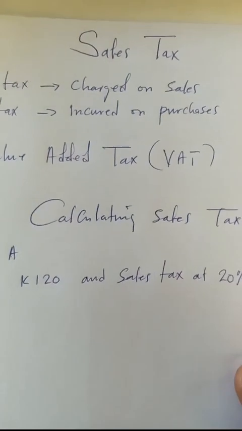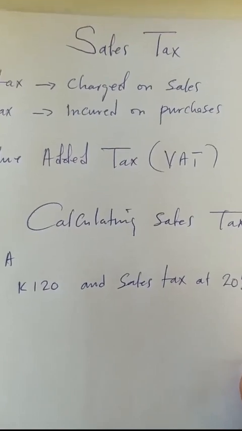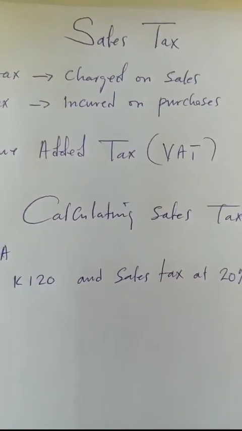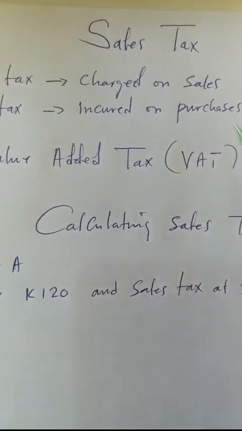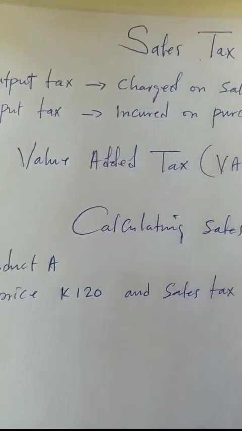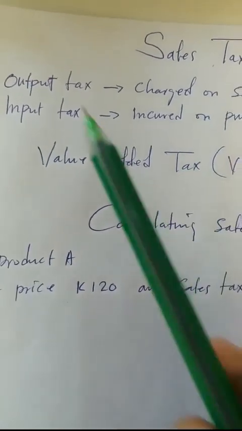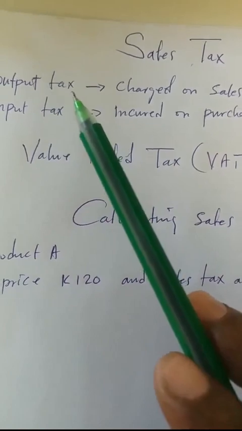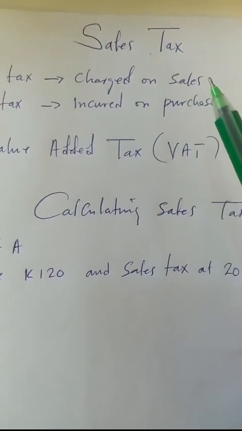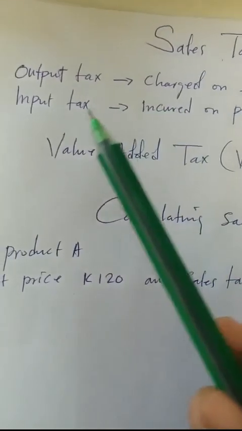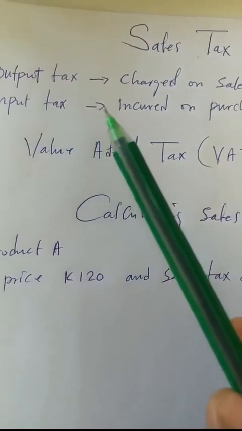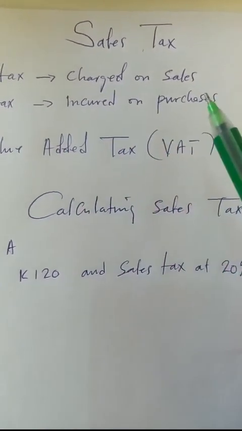I want to quickly explain today on sales tax. As you can see, sales tax. So we are saying output tax. This is a tax charged on sales. Okay. And then input tax. This is incurred on purchases.